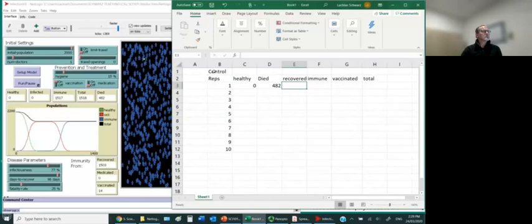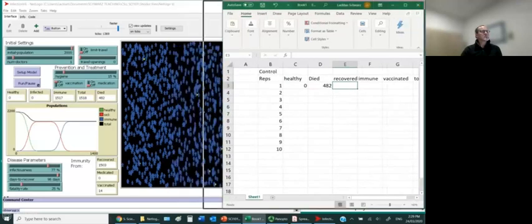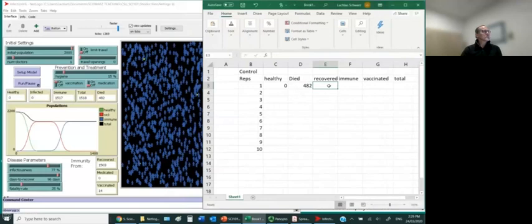Remember, this is our control treatment, or just control. I'm just going to zoom that over a little bit. Recovered is 1503. Immune was 1517. Vaccinated 14. So we're going to keep recording whatever data it is we need to record. You record it for each one, and totals 1518.